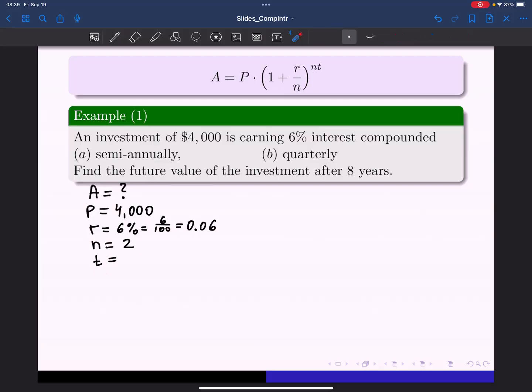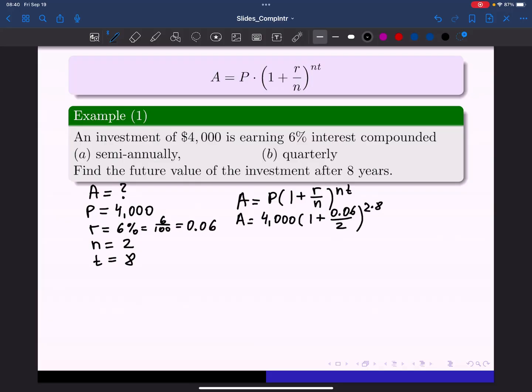T is for how many years? We have 8 years. So T is 8. So we're going to calculate using the formula. A is equal to P times 1 plus R over N to the power NT. So A is equal to 4,000 times 1 plus 0.06 over 2 to the power 2 times 8.